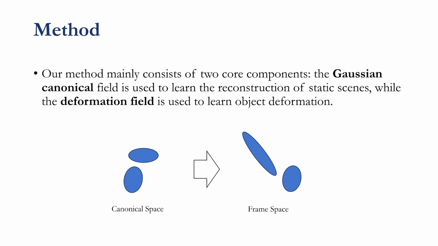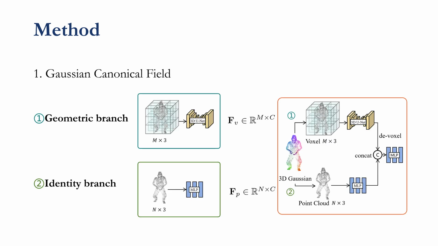Our method mainly consists of two core components. The Gaussian canonical field is used to learn the reconstruction of static scenes, while the deformation field is used to learn object deformation. The geometry-aware features consist of two branches.